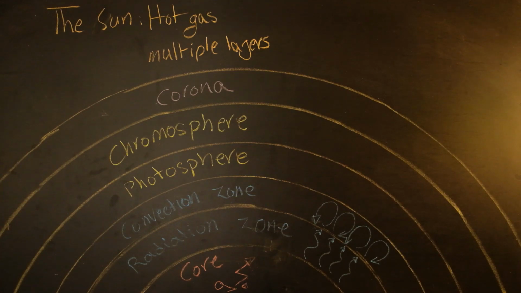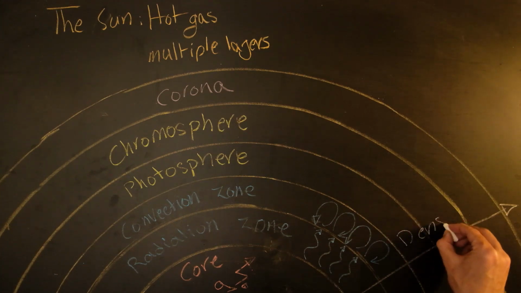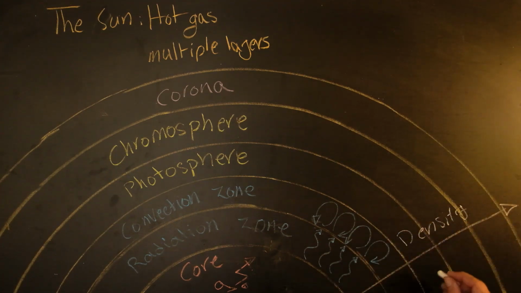First important thing about these layers is that density decreases when we move away from the core. So in this picture, core has the highest density or compactness. It's super compact, and corona has the lowest density. So for density, moving away from the core, density falls down, density decreases.